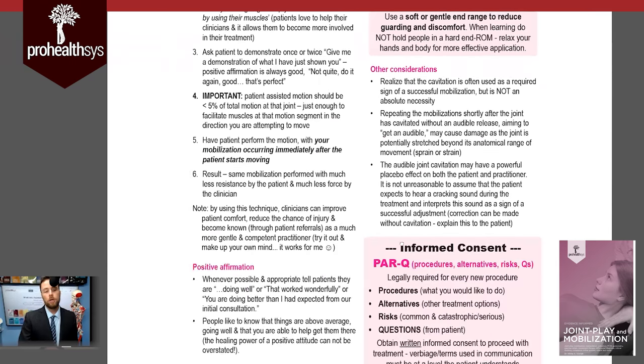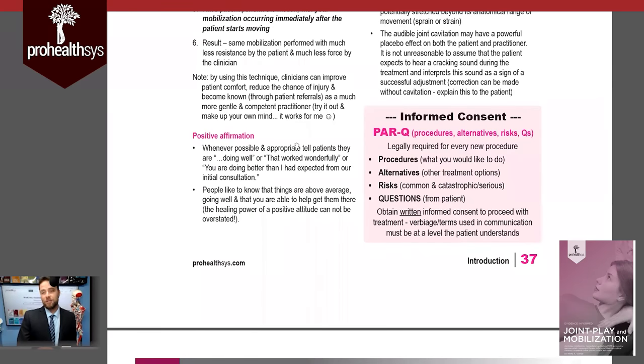All right. Positive affirmations are key, okay? Every morning you get up and you probably say this to yourself, I'm good enough, I'm smart enough, and doggone it, people like me. So you can say that for your self-talk, all right?